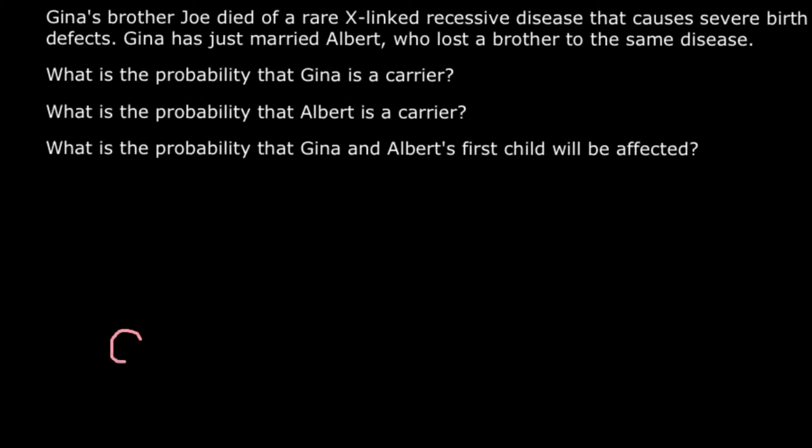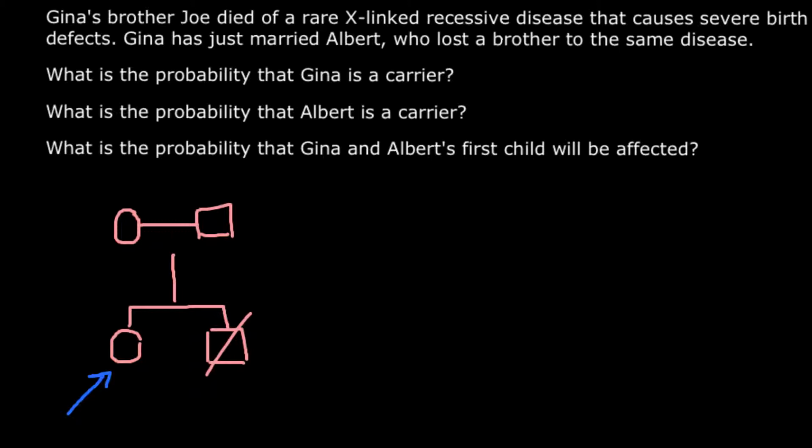So here is a circle. We use a circle for females, and we use an arrow sign to show for whom this pedigree is built, for which person we do all the calculations. Today we do it for Gina, and Gina had a brother who died, so we cross out her brother, and of course they had parents, so once again a circle for her mother and a square for her father, and we connect them as parents and connect them to their children.